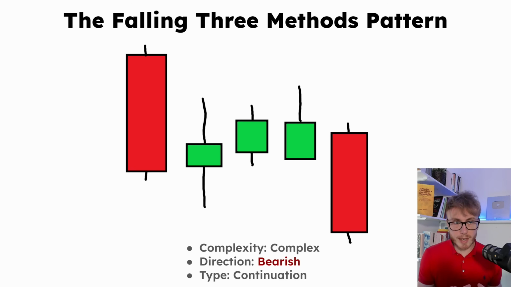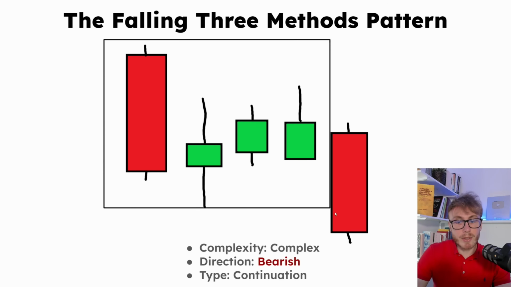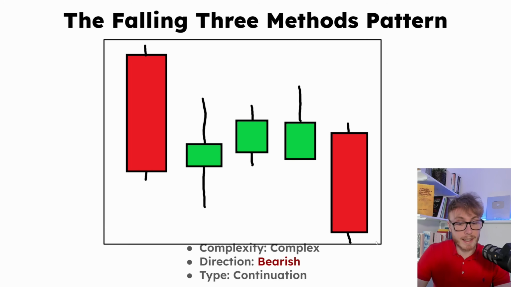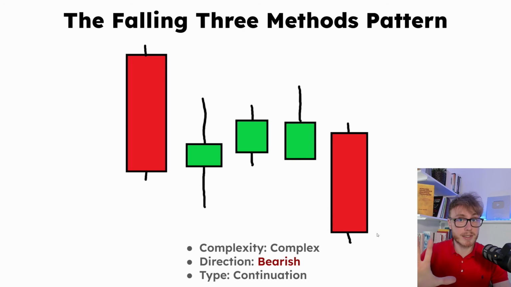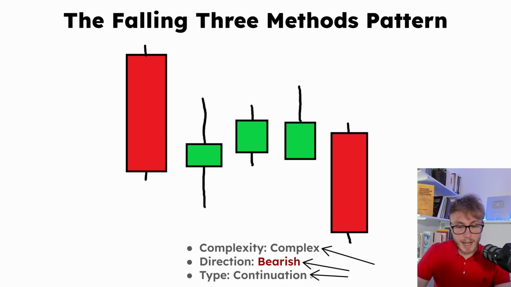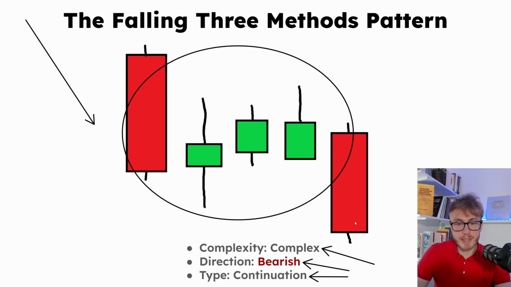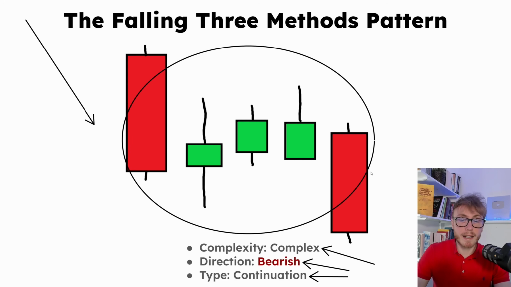All right, so now it's time to take a look at the following 3 methods pattern. And this right here is a pretty large pattern consisting of 5 candlesticks. Or in other words, it's a complex pattern. The direction is bearish and the type is continuation. So before this pattern appears, we need to see a downtrend. Then we see the actual pattern, and the goal of the pattern is to continue to push the price down.